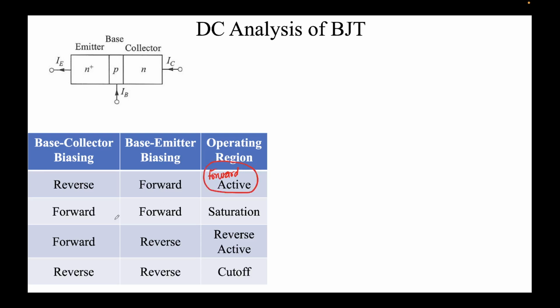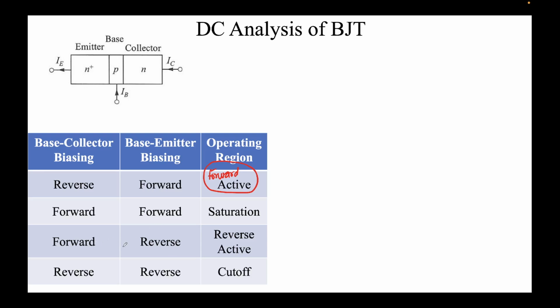Okay, if you have both of them in forward bias, so this PN junction as well as this PN junction in the forward bias mode, you'll enter a region which is termed as saturation. Essentially in this case, your base loses a lot of control. So the transistor is not working in the traditional sense of the definition of the transistor. Okay, this is forward and this reverse.